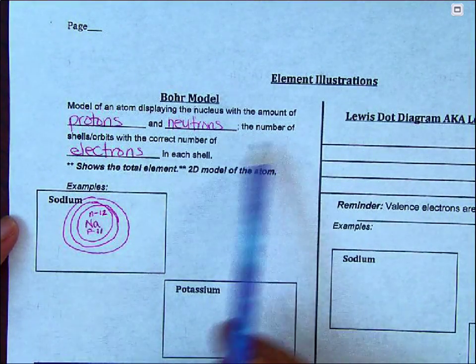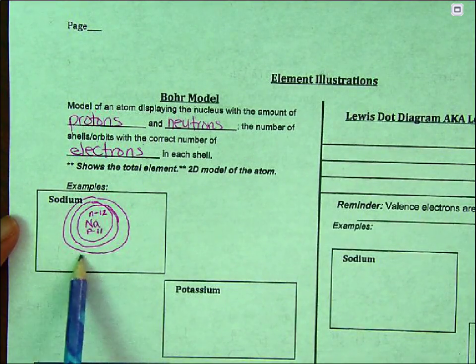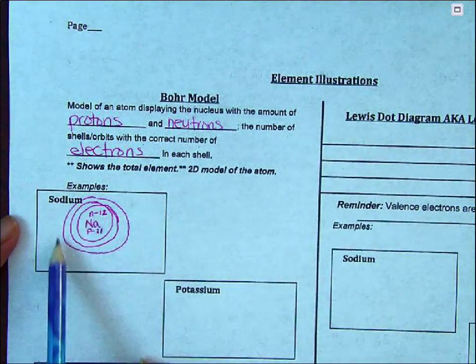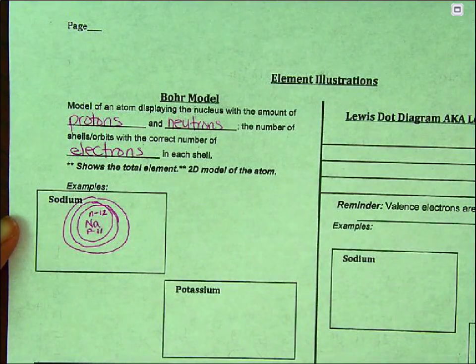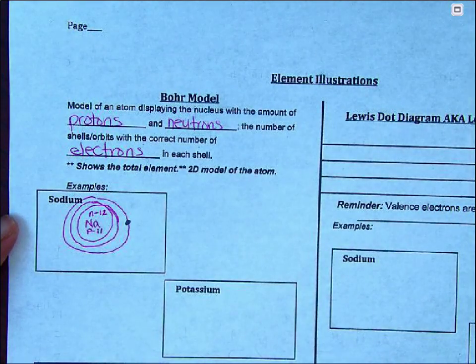Then we need to put the correct number of electrons in each shell. Now, we know that the last shell contains what type of electrons? Valence electrons. Very good. How many valence electrons does sodium have? Where should we look on the periodic table? The family, the group. So what group is sodium in? 1. So how many valence electrons should it have? 1. So we can go ahead and place 1 there in the last shell.